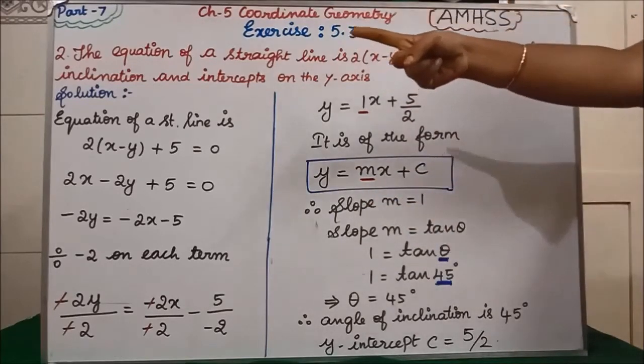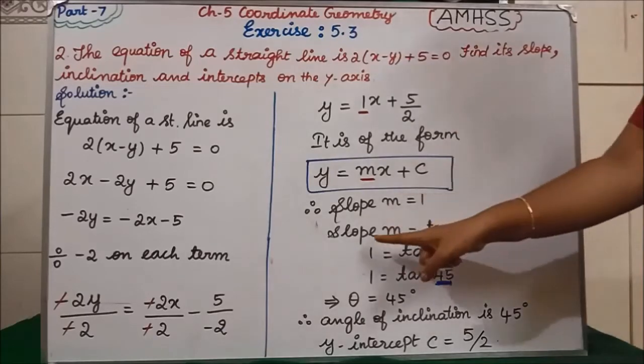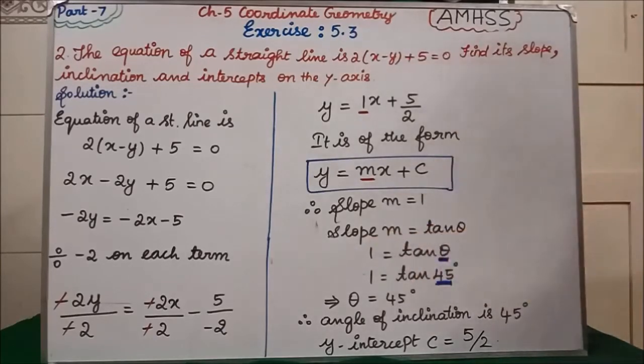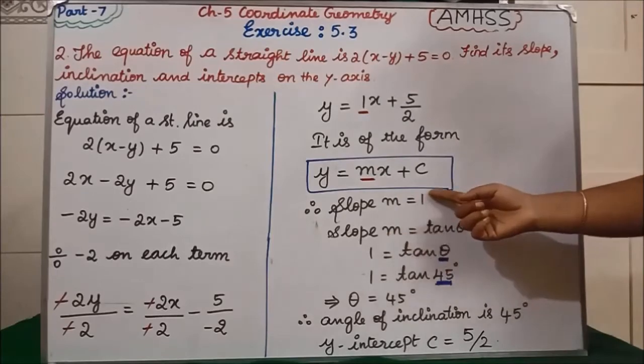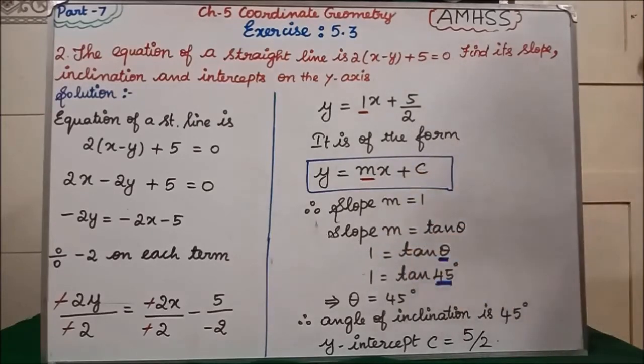Next, what are they asking in the question? Inclination. Inclination means what I have told? It is theta. So slope m is equal to tan theta is our formula that we have read in part 1 video itself. Can you remember it? Yes. Now the slope m value is what? 1. So 1 is equal to tan theta. Clear? When will you get tan theta as 1? Tan 45 degree value is only 1.